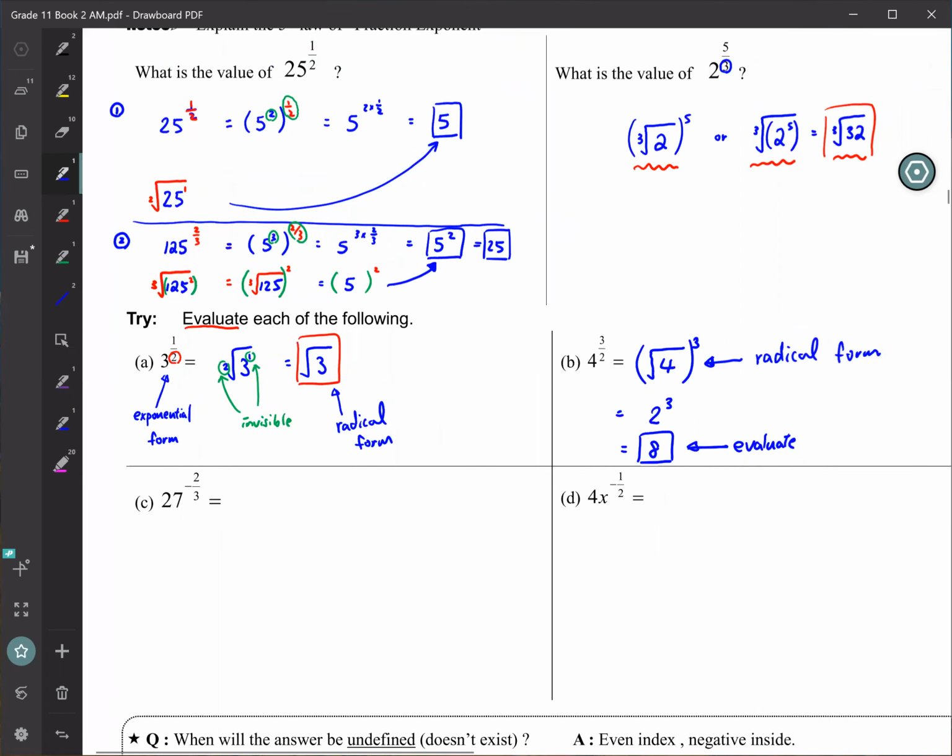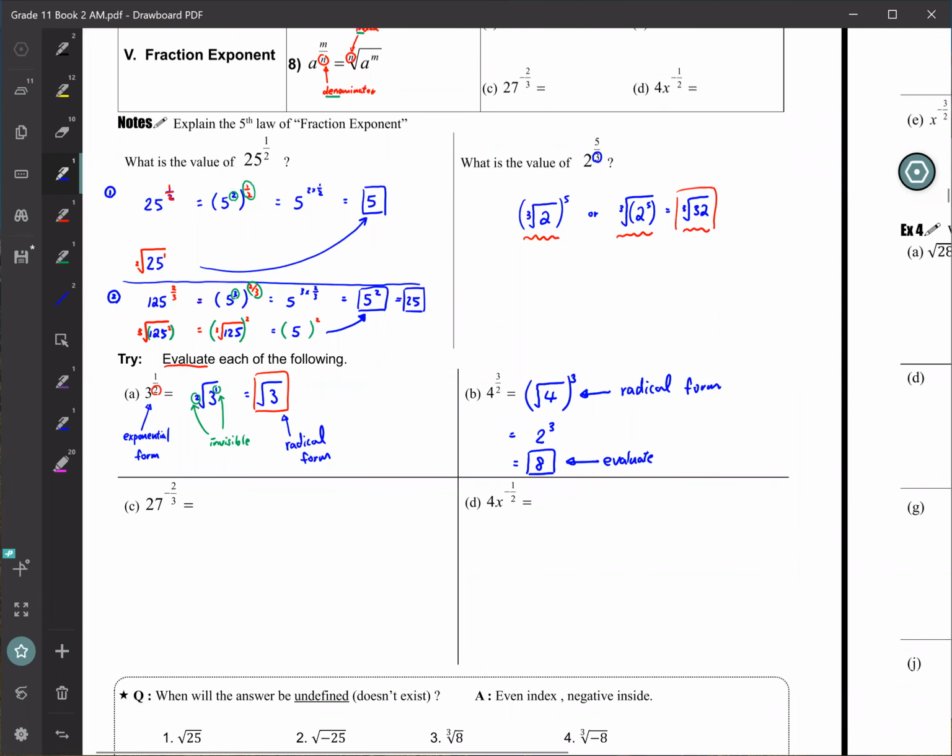Okay, so make sure you write these notes down, what each part represents. Because the question says evaluate, then you stop at 8. For question A, we stop at radical form because that's as far as we can go, right? I cannot square root the 3 because it's not a perfect square, okay? So you will just stop there. If you are able to continue more, like question B, then you do more. Okay, let's look at C.